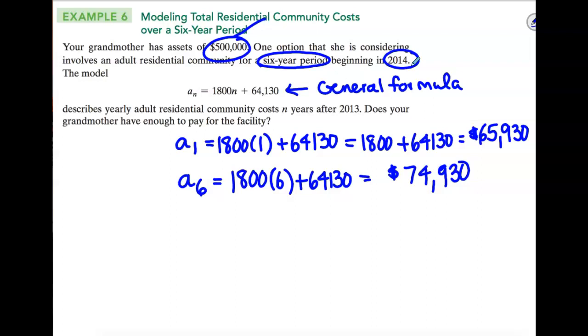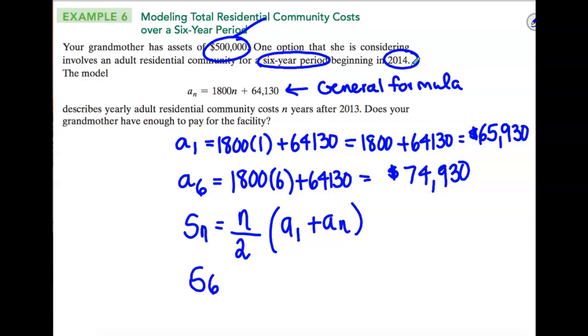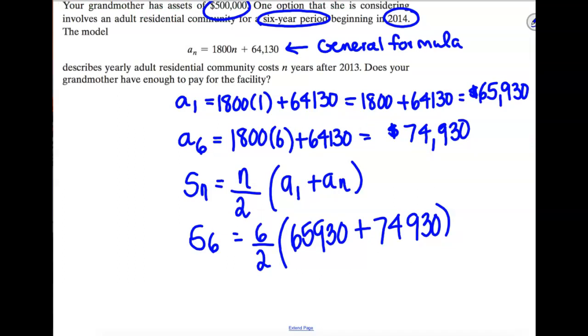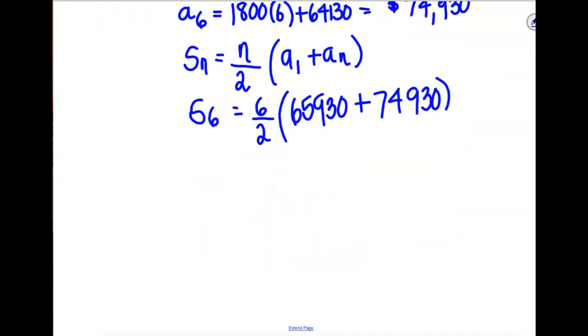So we're going to be using the summation formula. The summation formula, if you remember, is the sum of the number of terms. So it'll be 6 years divided by 2, the value of the first year plus the value of the last year. So we're ready to go. The sum of these 6 terms, 6 divided by 2, it costs $65,930 for the first year, and then $74,930 for the cost of that last year, year 6. And then we're going to simplify using our order of operations.